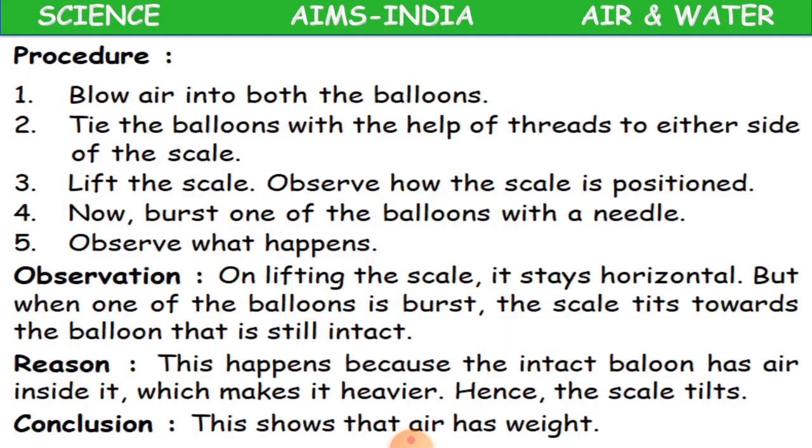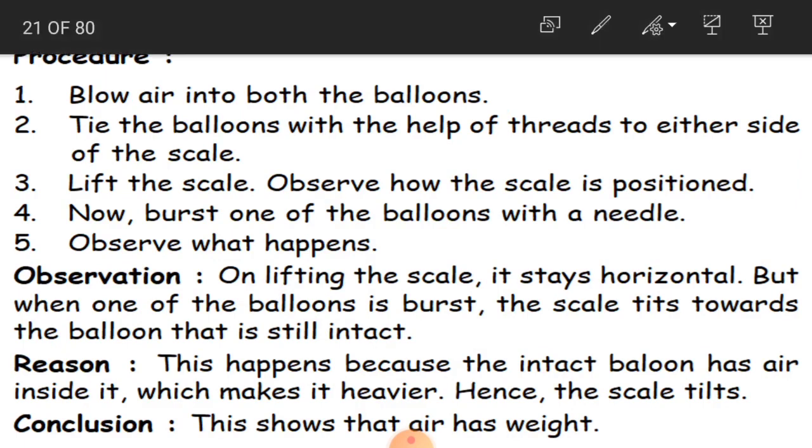Okay, now what we have to do? We have to blow air into both the balloons, and the second step is we have to tie the balloons with the help of threads to either side of the scale. First, you have to blow the balloons, and you have to tie the balloons with the help of threads, as we have seen in the picture.